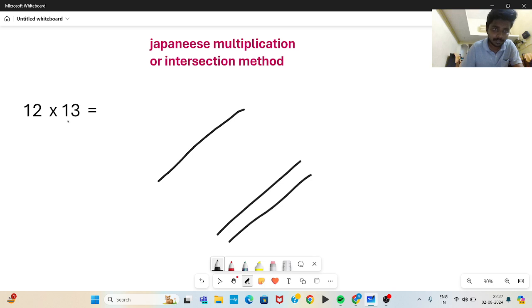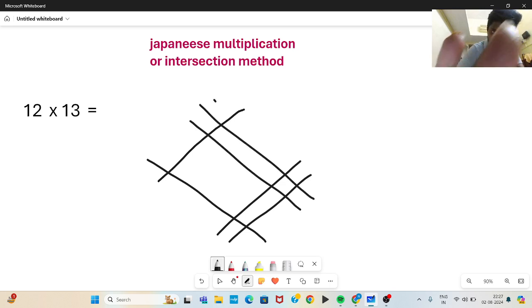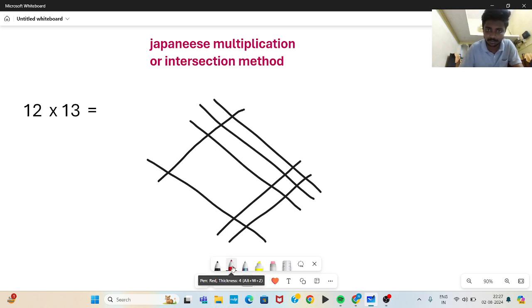Now for representing this 1, we'll represent it with one line. Next, for 3, we'll represent it with three lines. Now we have represented this whole multiplication. Now we have to divide this into three zones. Zone number one is our ones place. Zone number three is our hundreds place. In the middle, this is our zone number two, which is the tens place.